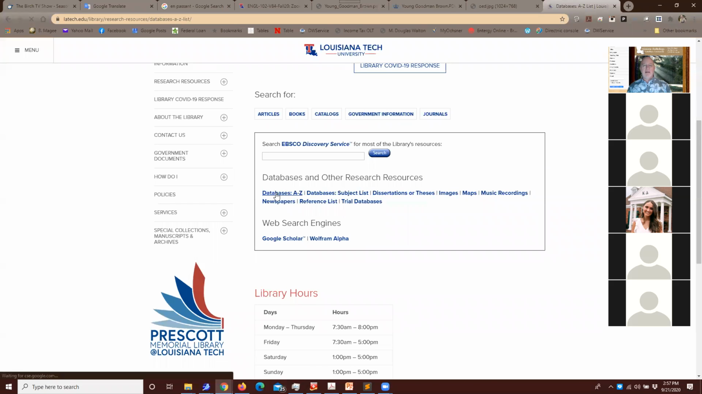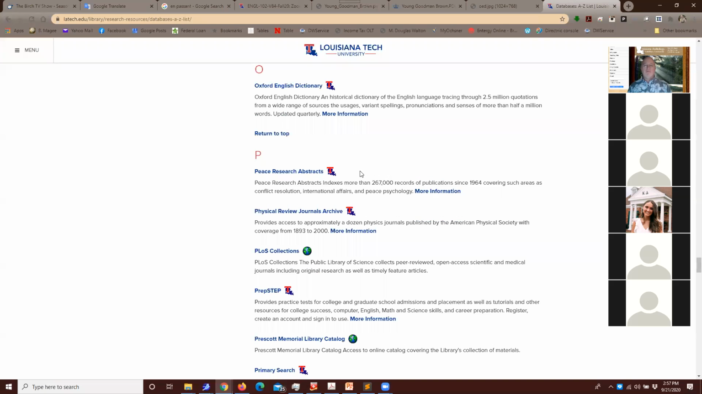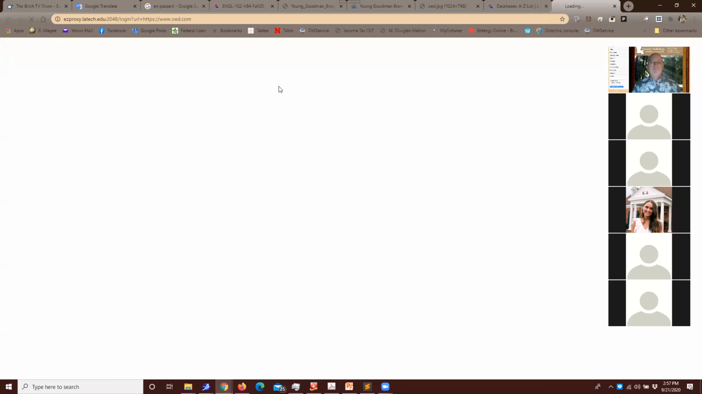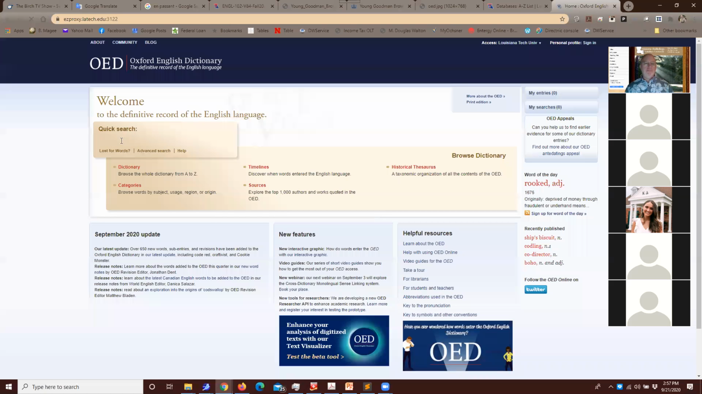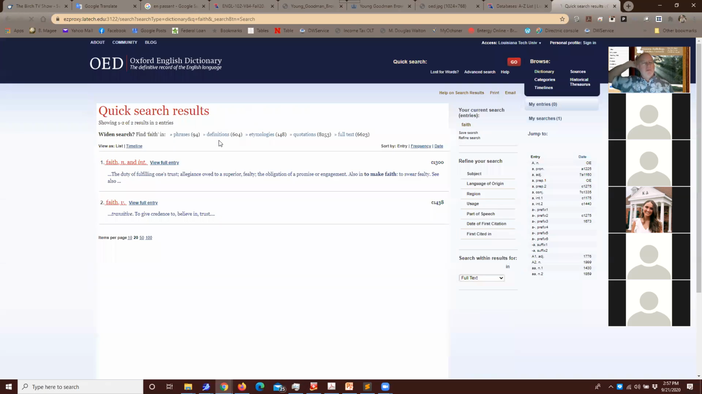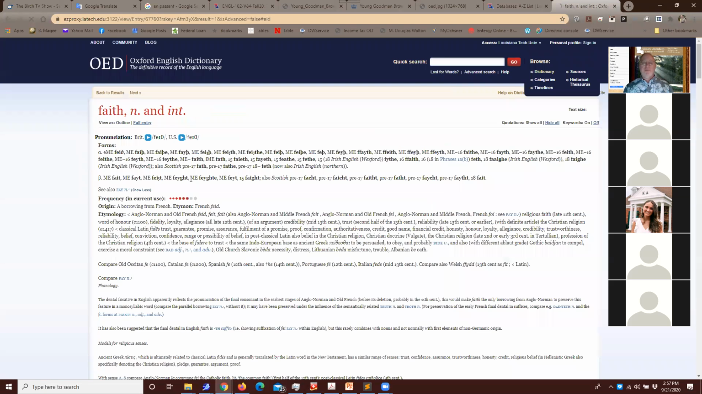Database is A to Z. This is the Tech web page for the library. Click on O for Oxford English Dictionary, not D for dictionary, although if you do a search, you'd come to it eventually. And you can log into it. Okay. So we go to the OED. We want to figure out what does faith mean in Young Goodman Brown. We go to the OED and we look up the word faith.